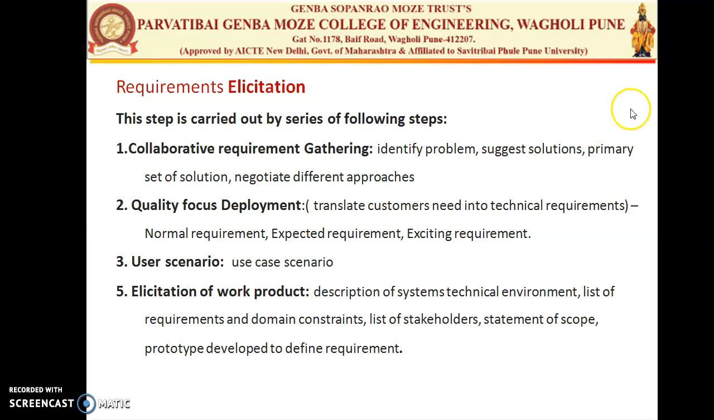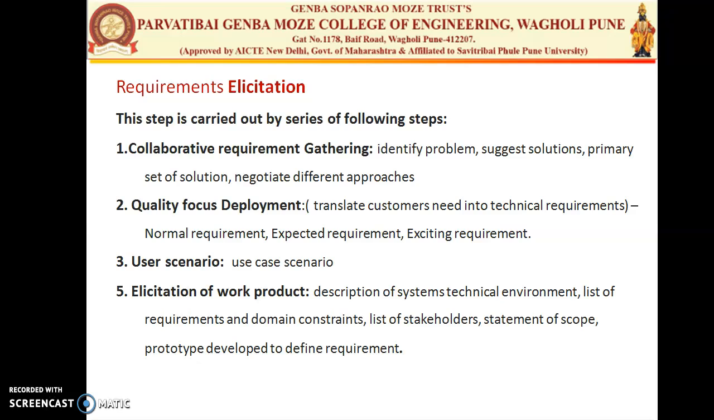Second is the quality focus, that is nothing but translating your customer's need into technical requirements, so that the expected requirements will be carried out throughout the development. Again the requirements will be divided into three parts. First is the normal, second is the expected, and third is the exciting requirements. The normal requirements are the requirements which are stated by the customer. Second is the expected requirements, the requirements which are not stated by the customers but still the customers are expecting the developers to develop.